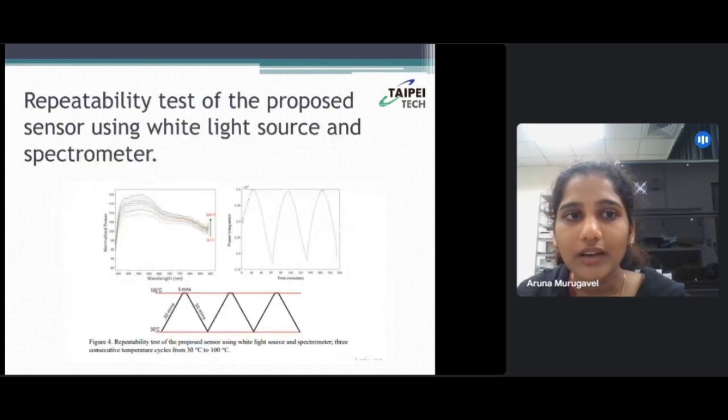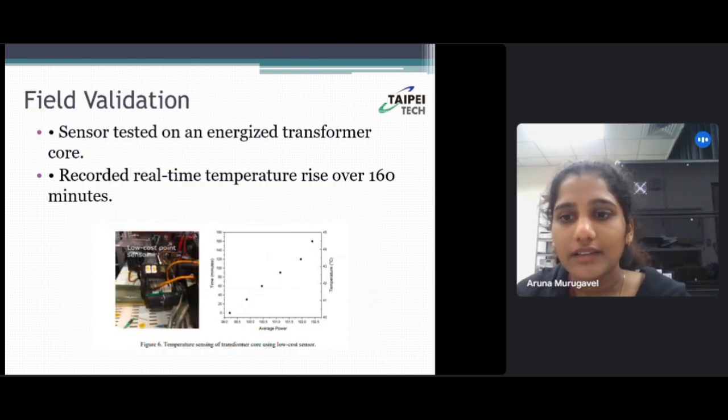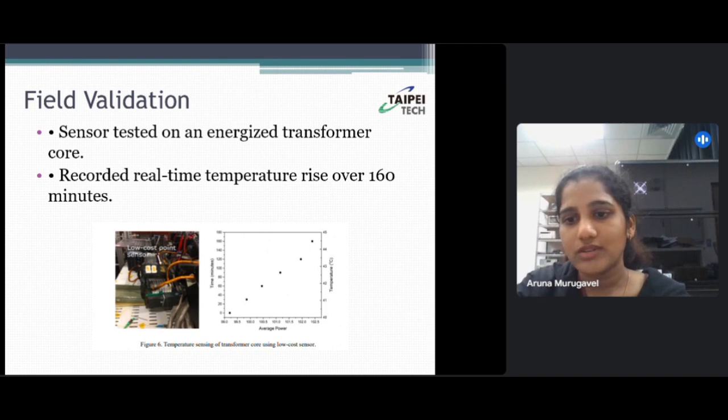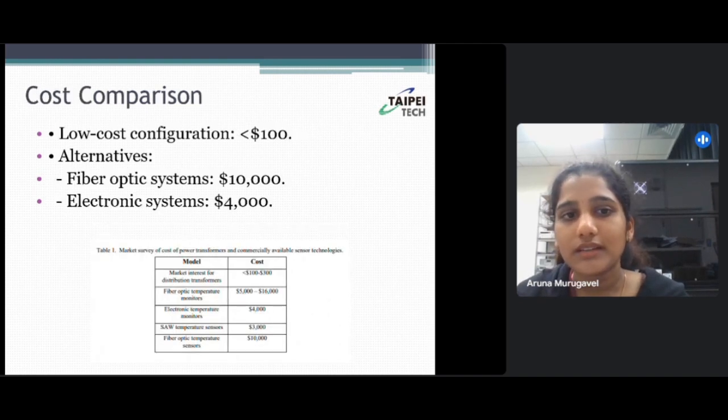Then the field validation. The sensor was validated in the field by testing it on an energized transformer for over 160 minutes. The result shows real-time temperature rise monitoring with high accuracy, demonstrating the sensor's reliability and practicality in real-world conditions. Then the cost.